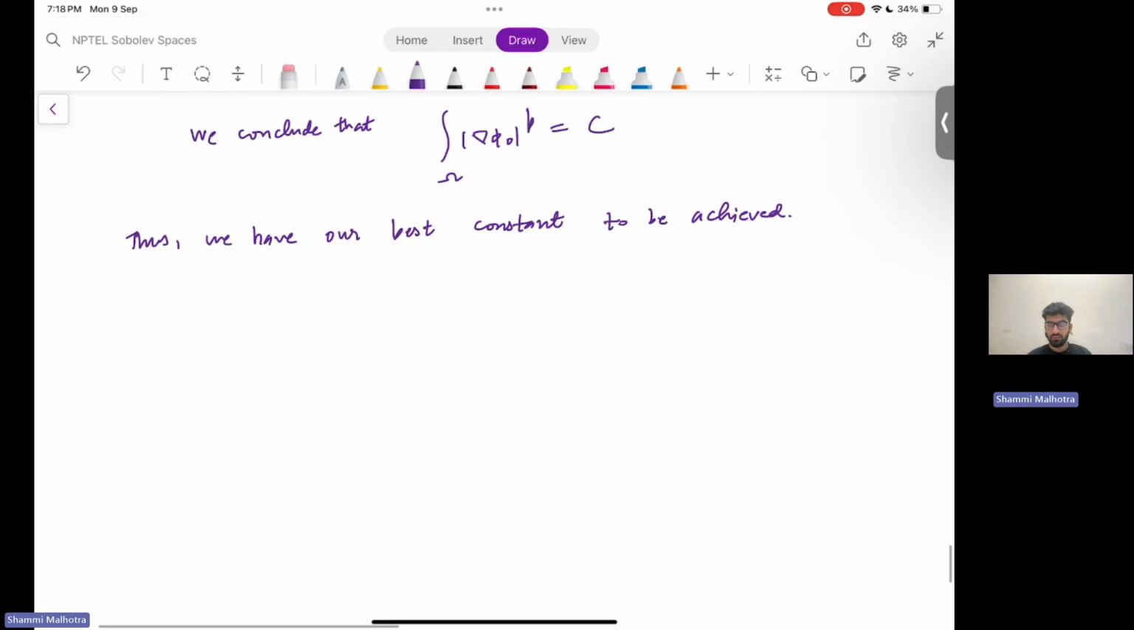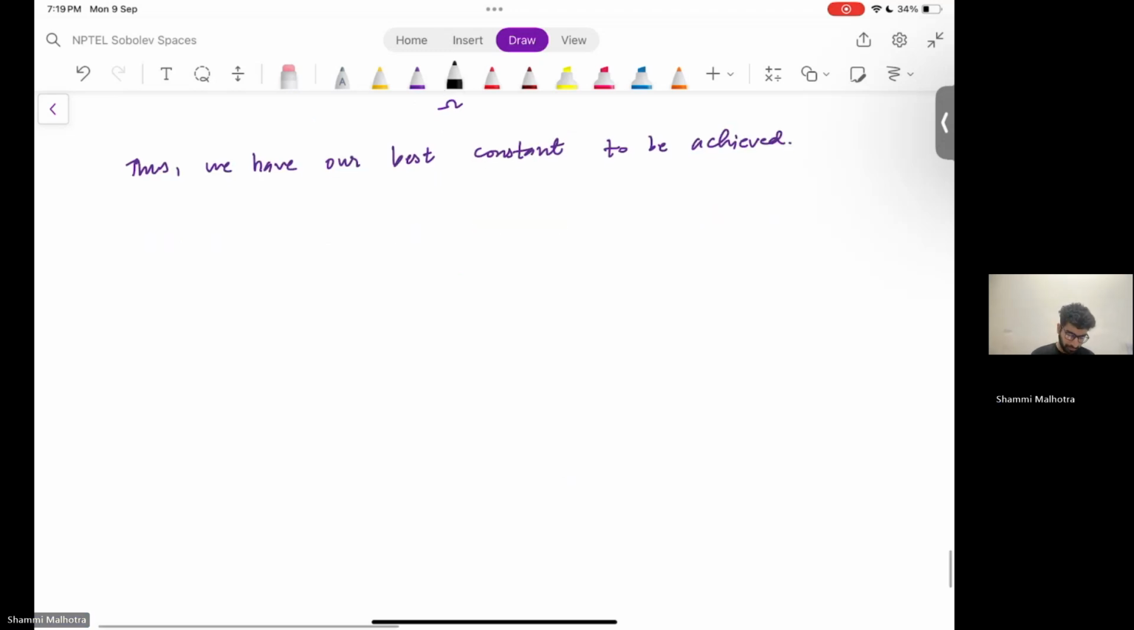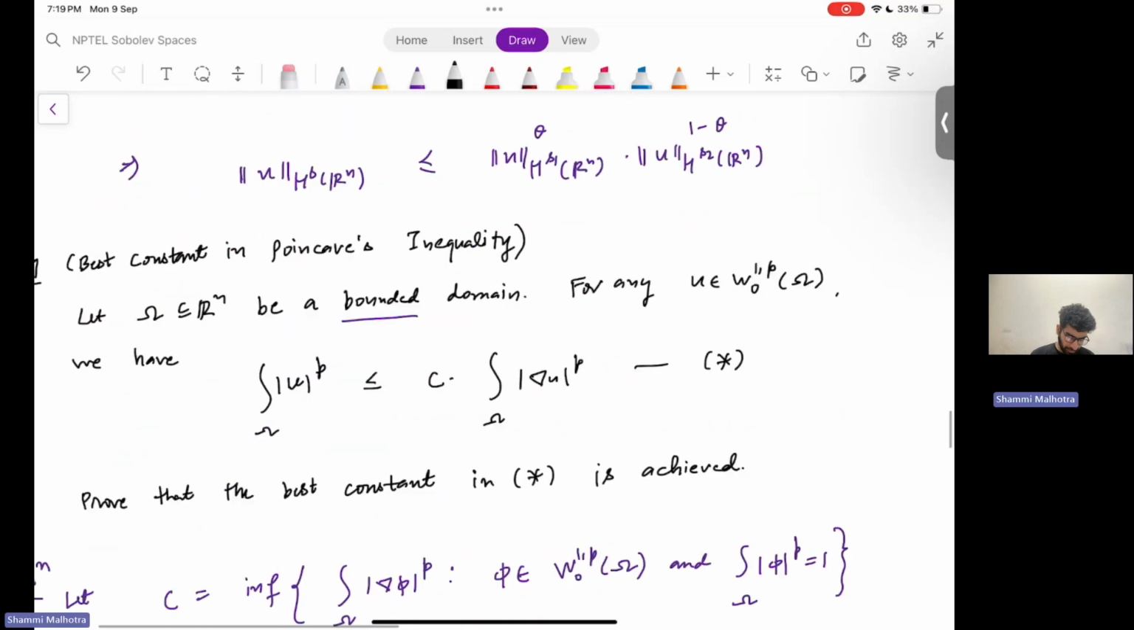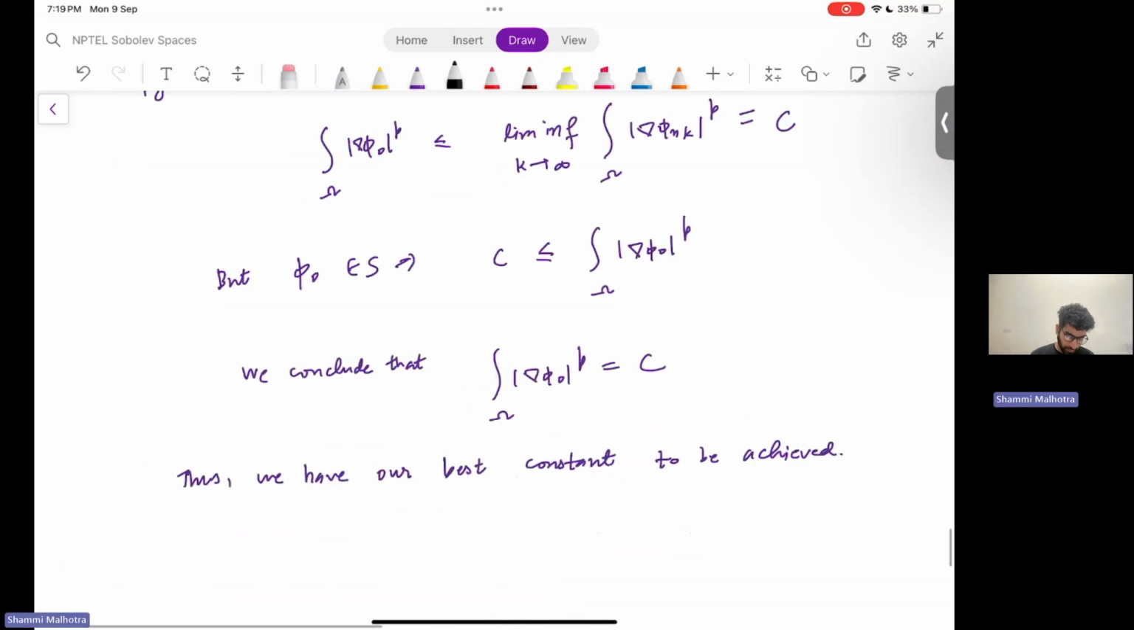So next, once we have proved this best constant of Poincare inequality is achieved, let's have one more version of Poincare inequality. The Poincare inequality which we did is for the Sobolev functions in a particular space of Sobolev functions, which is W naught 1p. So we can have a new modified version of Poincare inequality for all the functions in the Sobolev space W1p.